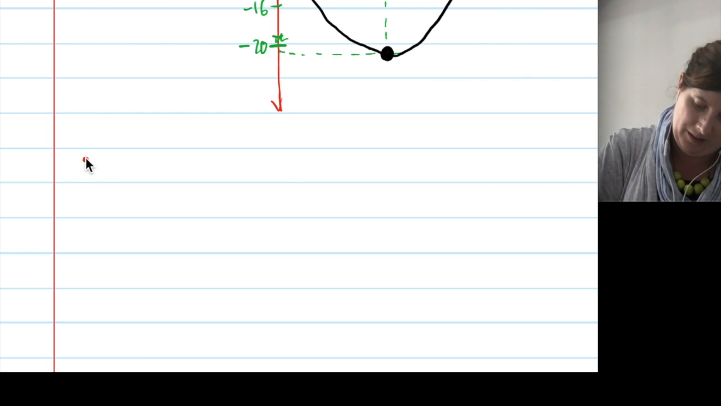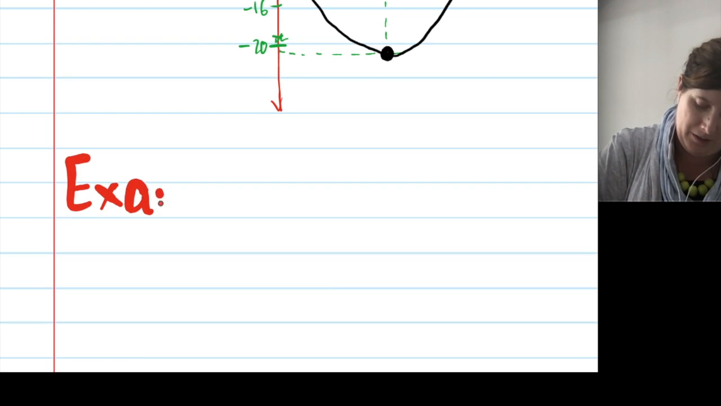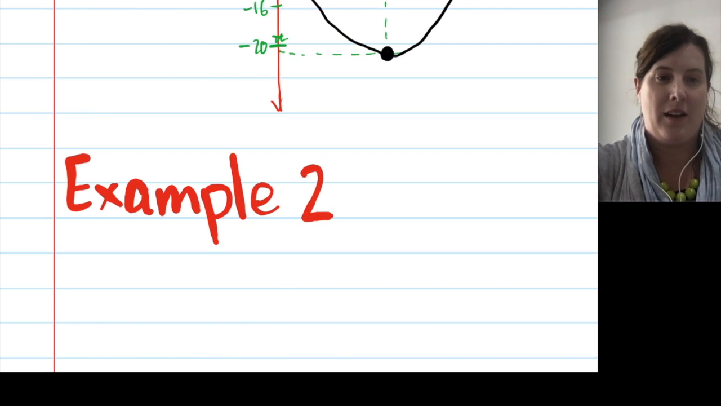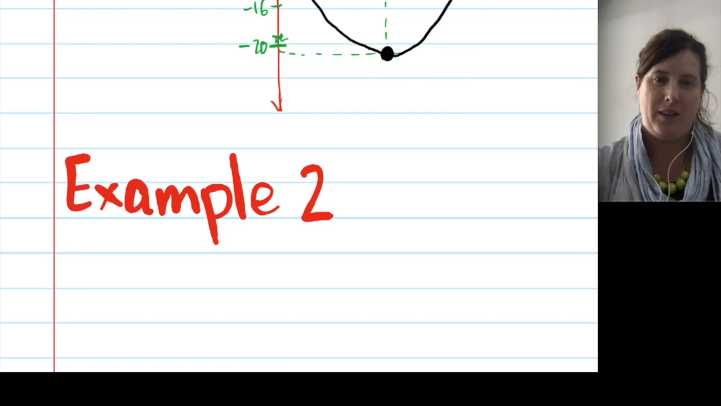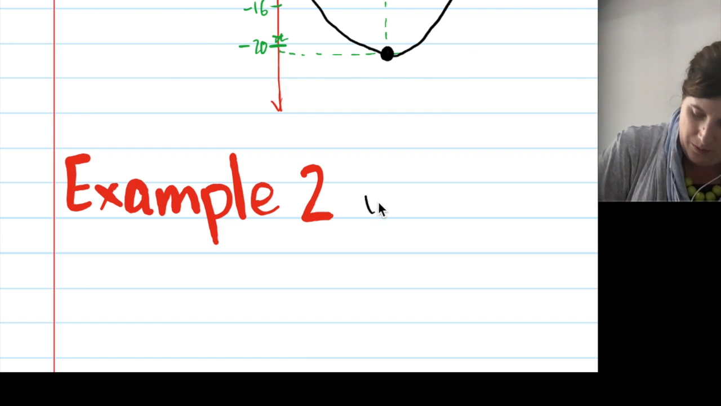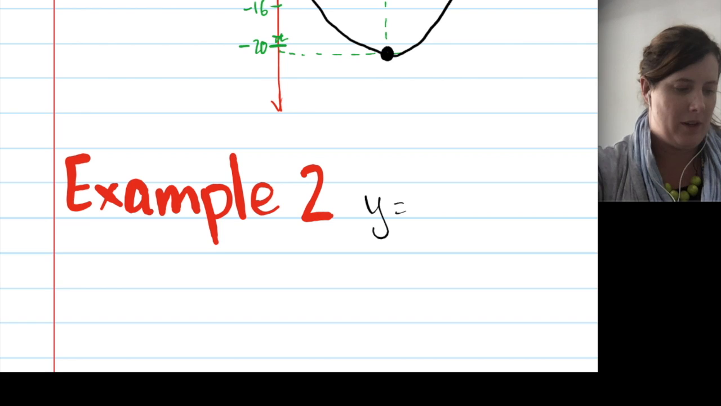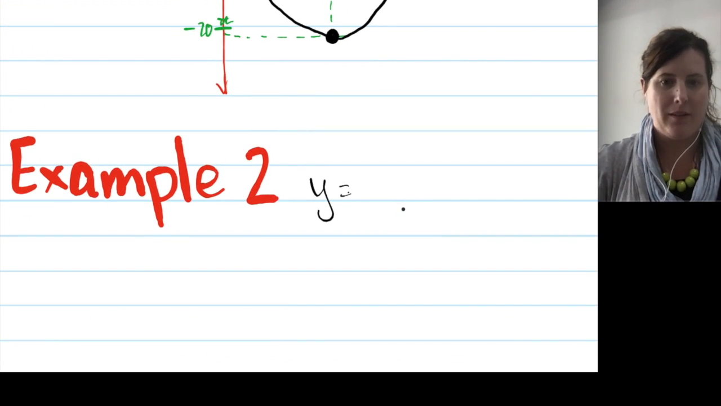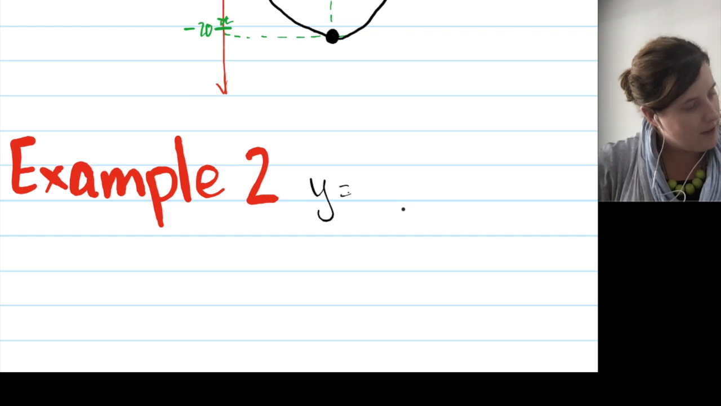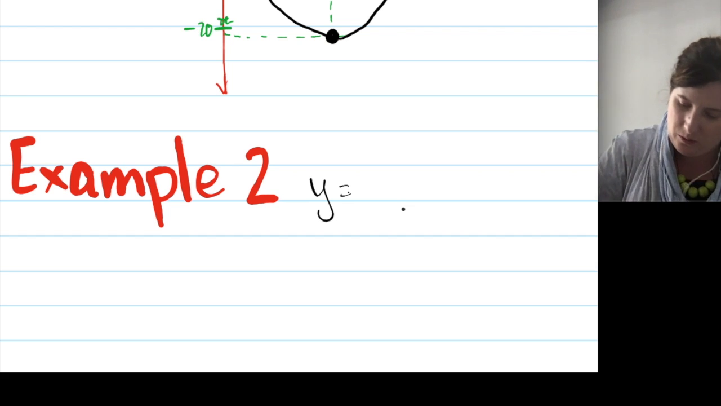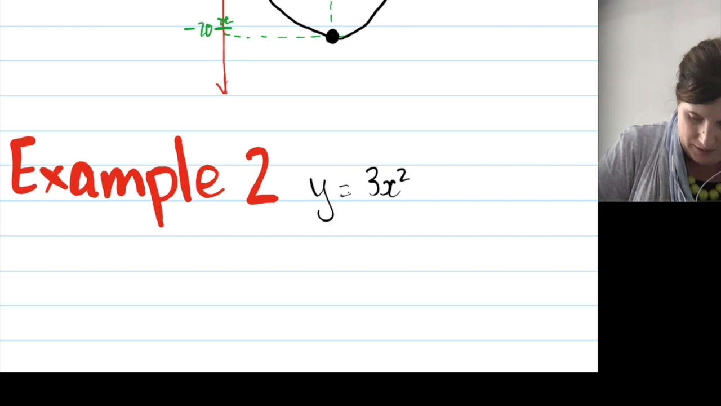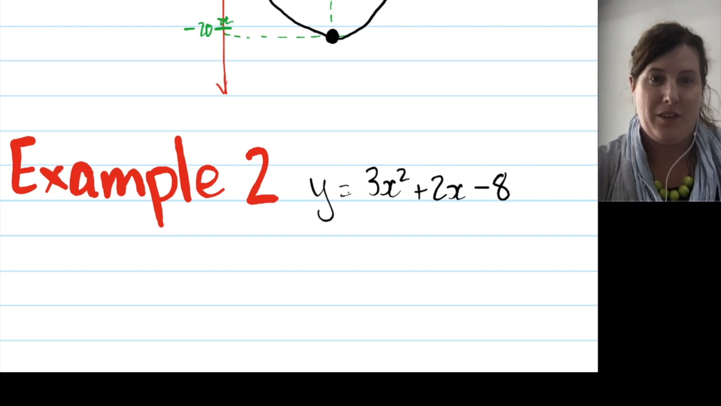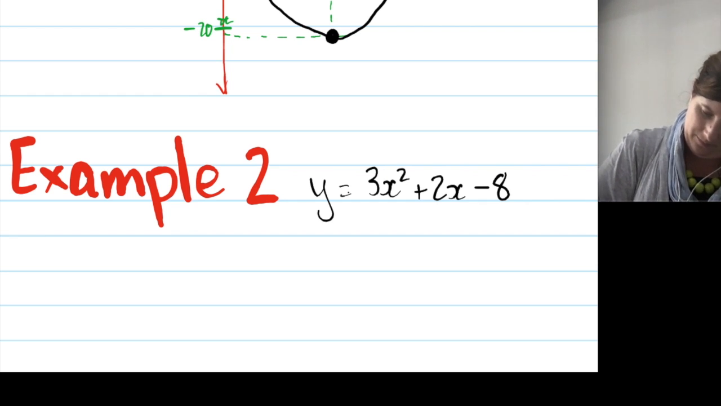Example 2. And this time I'm just going to make one up. I say I'm making one up, I'm totally just getting it from the textbook because I don't want something to go weird. Okay, don't worry. I like this one: y equals 3x squared plus 2x take 8. So, first step is exactly the same.